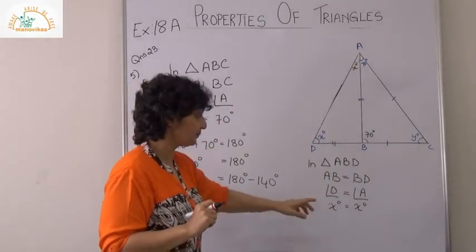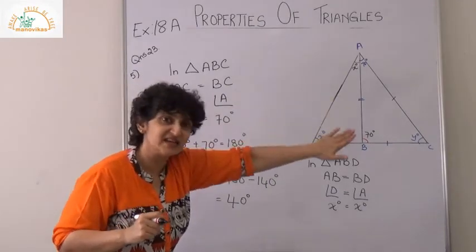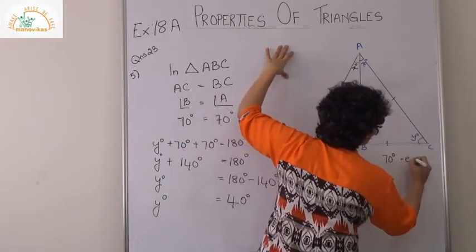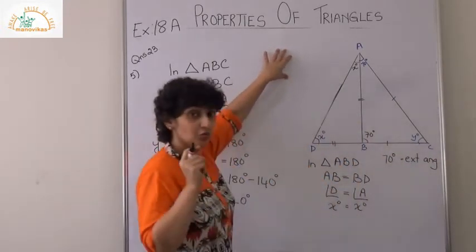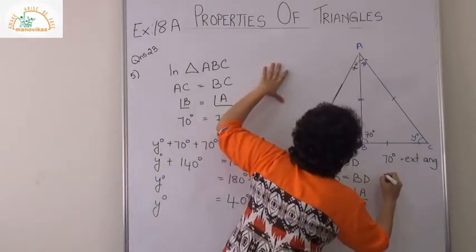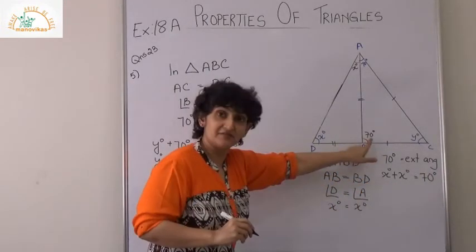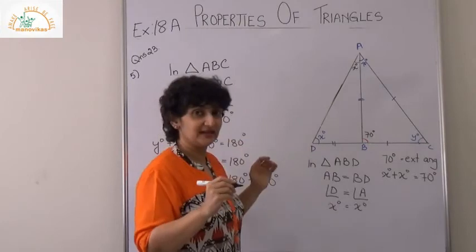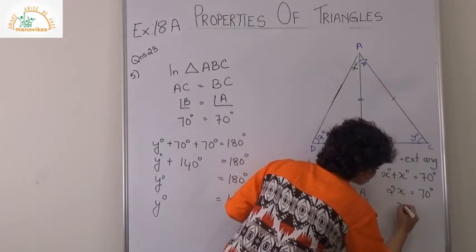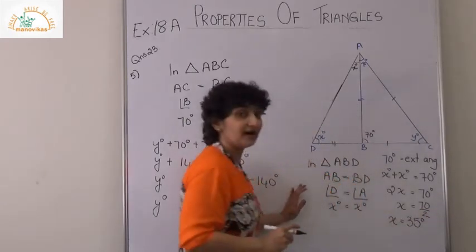Now how do I work out here, children? Now you know that 70 degrees will be your exterior angle. Why? It is outside the triangle, isn't it? 70 degrees is your exterior angle. And you know an exterior angle is equal to the sum of the opposite interior angles. So x plus x degrees is equal to 70 degrees, right? 70 is equal to x plus x, the sum of the opposite interior angles. Sum means to add. So 2x is equal to 70 degrees. x is 70 upon 2, where x is equal to 35 degrees.